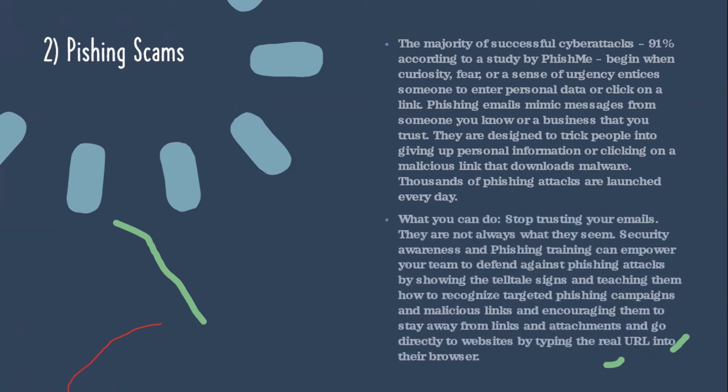So what can we do to avoid phishing? First, stop trusting your emails. They are not always what they seem. Security awareness and phishing training can empower your team to defend against phishing attacks by showing the telltale signs, teaching them how to recognize targeted phishing campaigns and malicious links, and encouraging them to stay away from links and attachments and go directly to websites by typing the real URL into their browser.